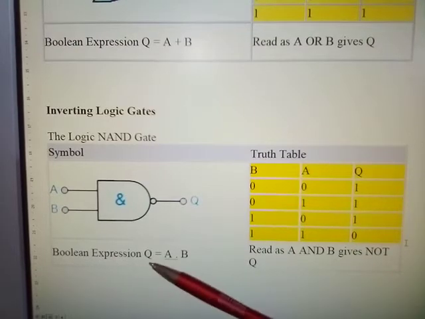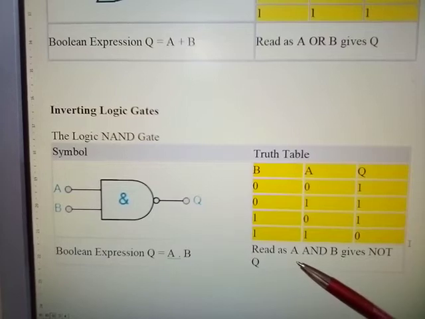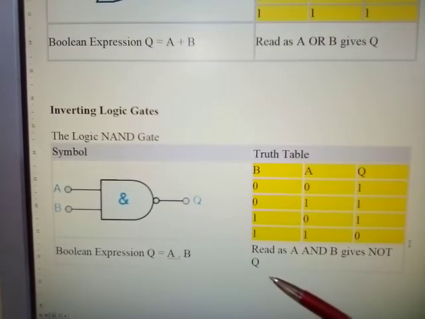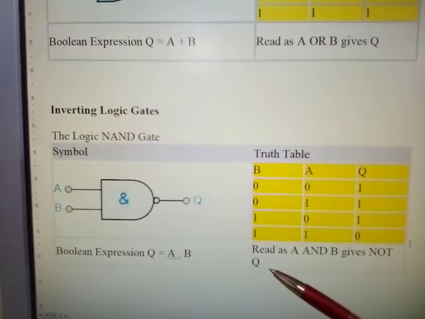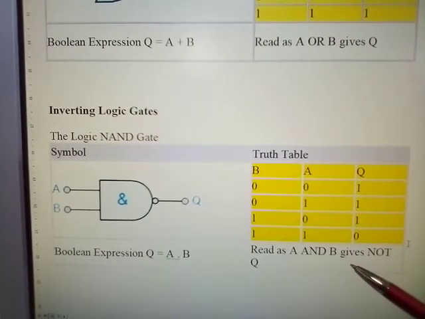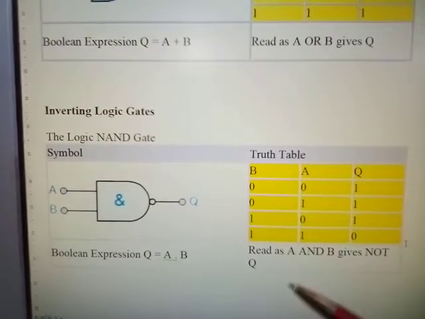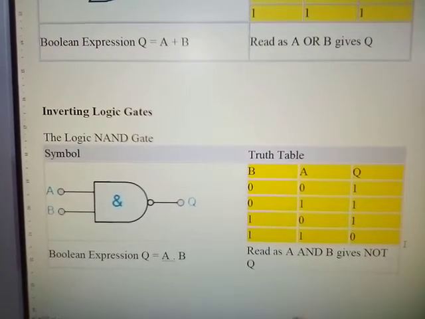Now Boolean expression Q equals A and B, read as A and B gives not Q. Okay, so what that's just trying to say is that the output to Q is inverted. So whatever it is, it will be the inverse of Q.